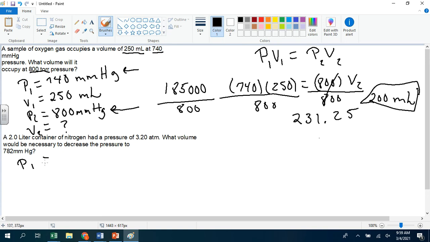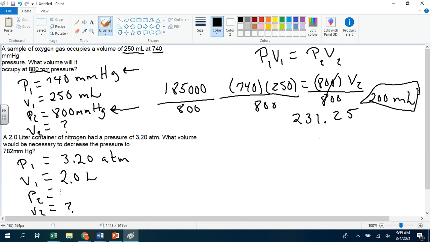List your givens. I want them every time, okay? I want your givens every time. Okay, so a 2-liter container has a pressure of this, decreasing it to that, so I can see that these are going to be the initial conditions. So I'm going to put 2.0 liters here and 3.20 ATM here, okay? What volume? So we're looking for volume again.